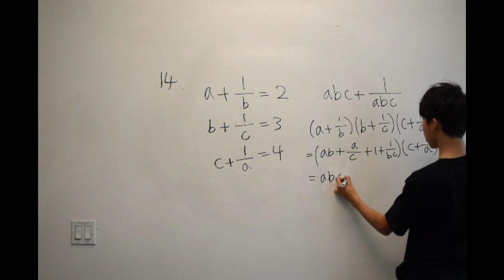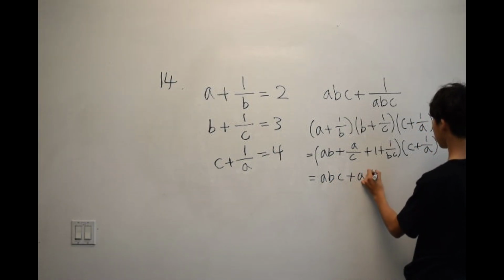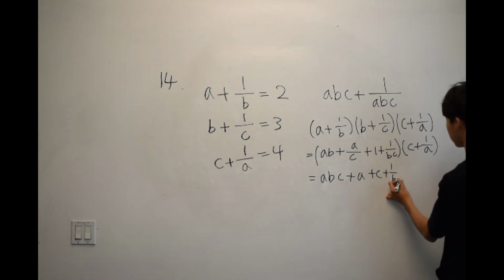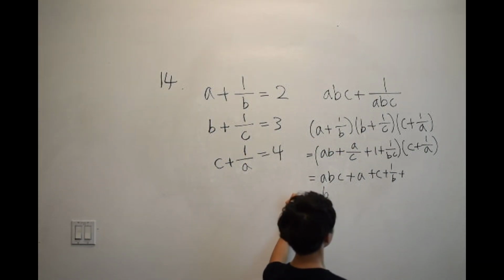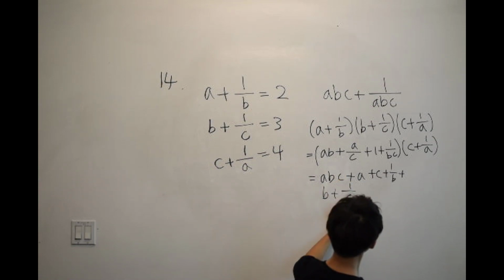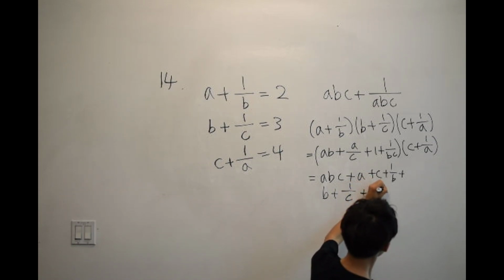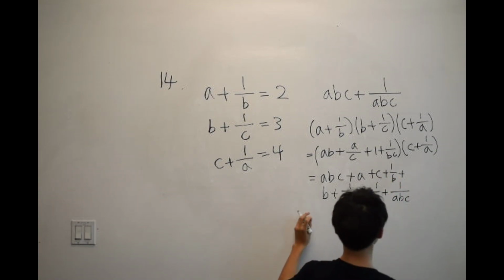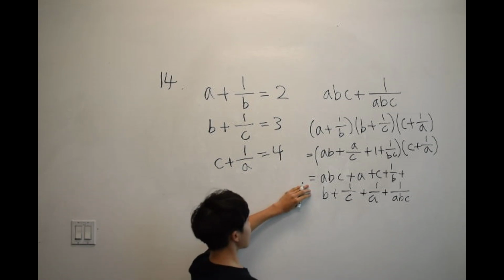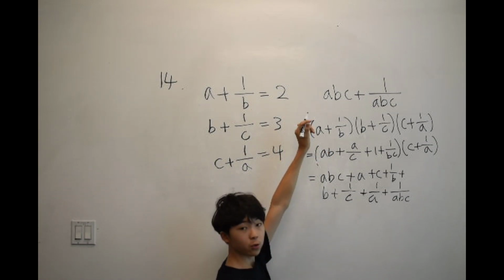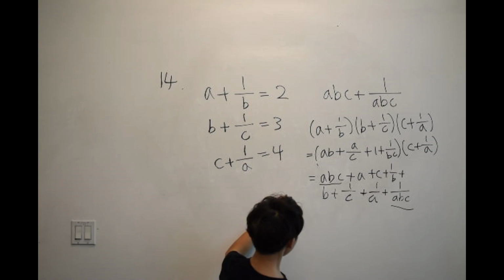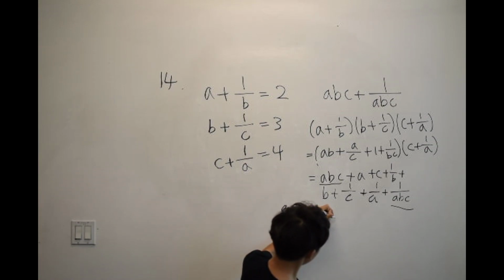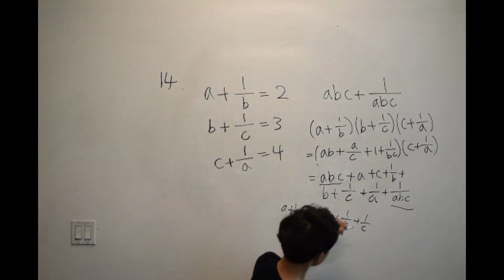ABC plus A plus C plus 1 over B plus B plus 1 over C and 1 over A and 1 over ABC. And you will notice that what we're trying to find, ABC plus 1 over ABC, is this and that, but we have extra A plus B plus C plus 1 over A, 1 over B, 1 over C.